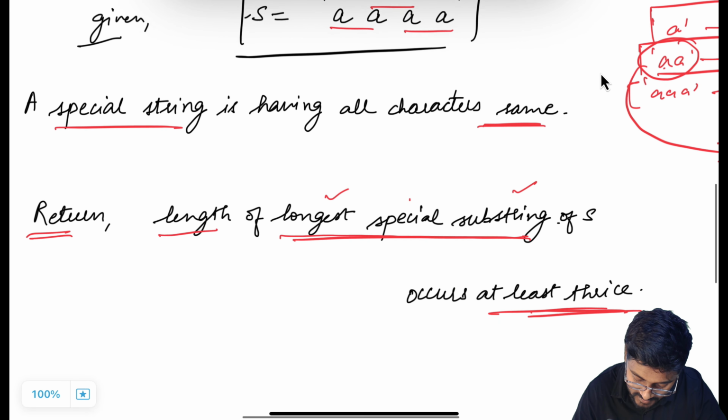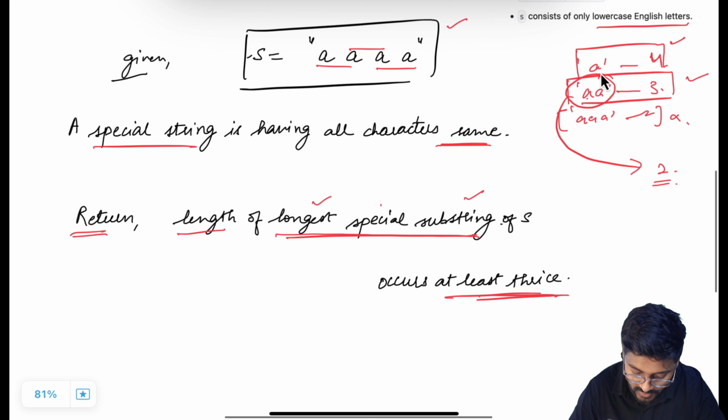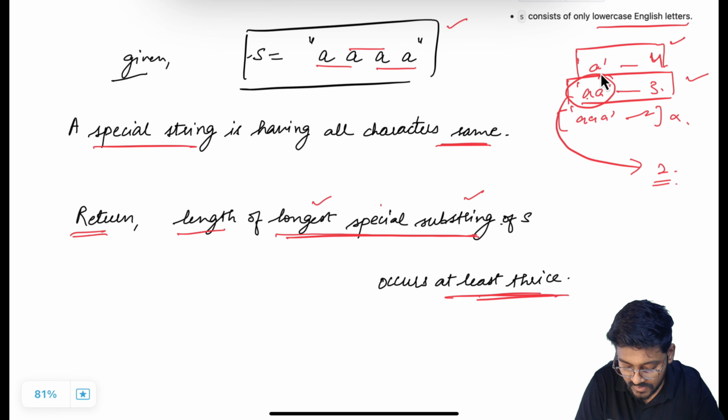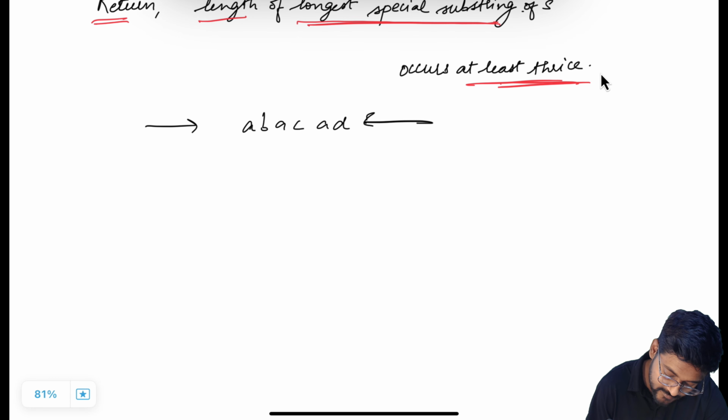It is pretty straightforward: you are given a string and you have to return the length of the longest substring which has all the characters the same, and that substring is occurring at least 3 times. Let's have a look at this example as well. Here S is ABACAD.